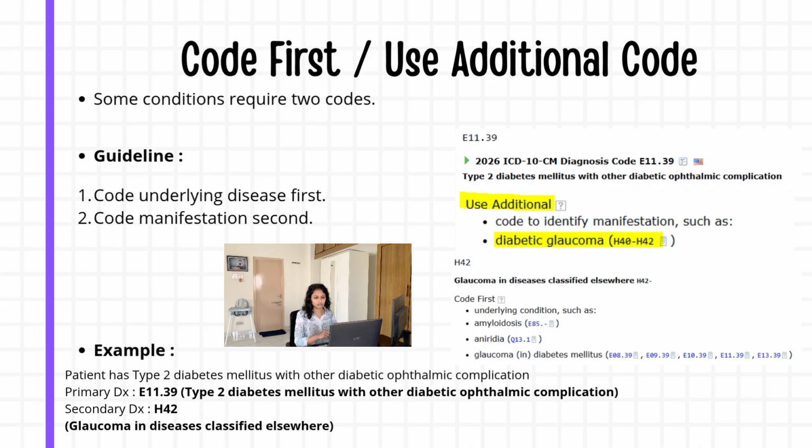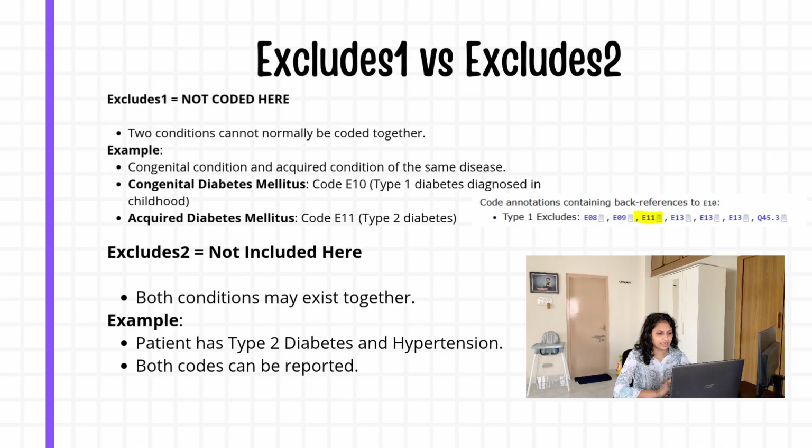Let's understand Excludes1 and Excludes2. Excludes1 means not coded here. It is saying that two conditions cannot normally be coded together. For example, a congenital condition and an acquired condition for the same disease. Congenital condition means born with that condition and acquired condition means the condition develops later in life. For example, congenital diabetes and acquired diabetes mellitus. You will also find an Excludes1 note beneath the E10 code. A patient can't have both conditions at a time.